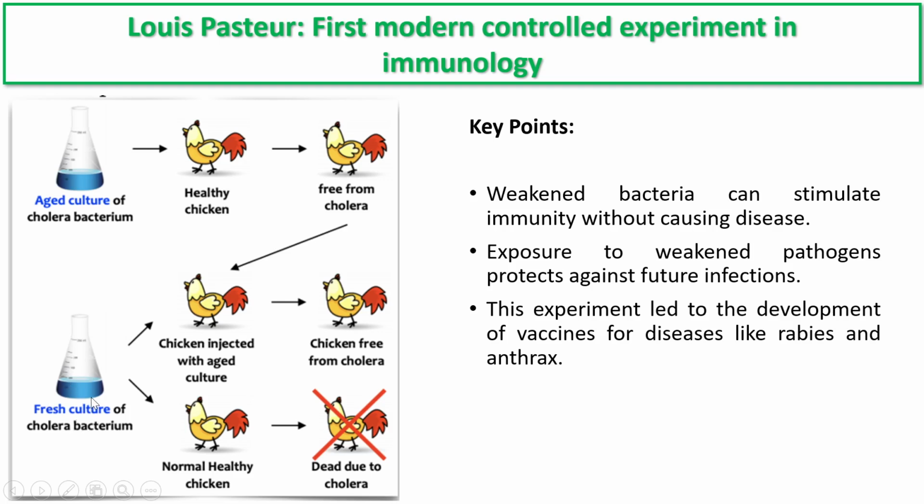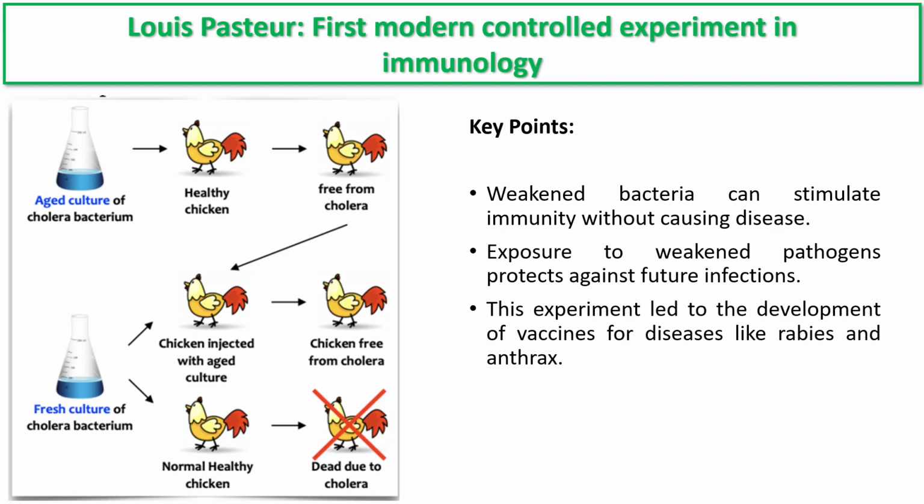Then he took some fresh culture of cholera bacteria. He took the previously used chicken which did not get any infection, and infected the same chicken with the fresh culture. Then he found that this chicken was still free from the disease. But he needed some more chickens, so he took a normal healthy chicken that was not initially infected with the old culture. When he infected this chicken with the fresh culture of cholera, he found that it died because of the cholera.